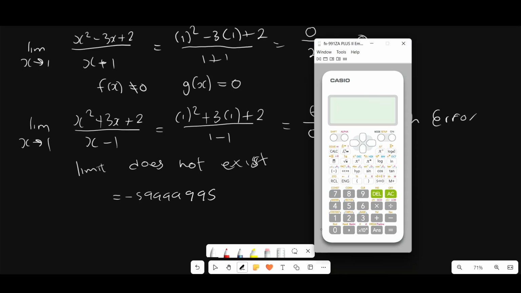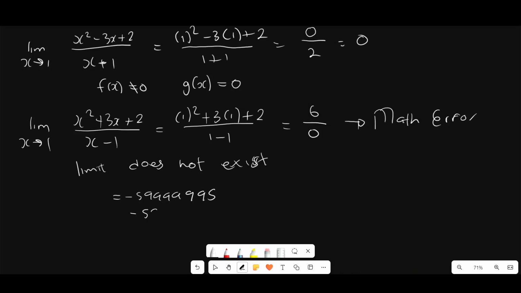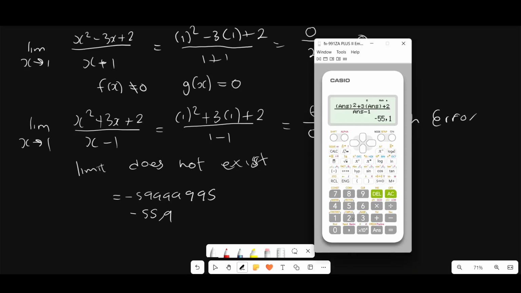Let us check another number very close to 1. Let's say 0.9. So 0.9 is a number very close to 1 also. Let us see. So if you say, well, the same number squared and then plus 3 times answer and then plus 2 divided by the answer minus 1, well, now you can see we're getting a very small number, right? So you're getting 59.9.